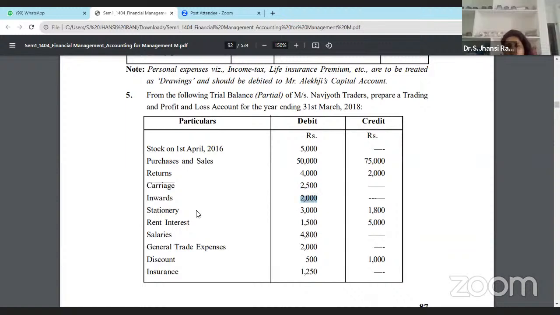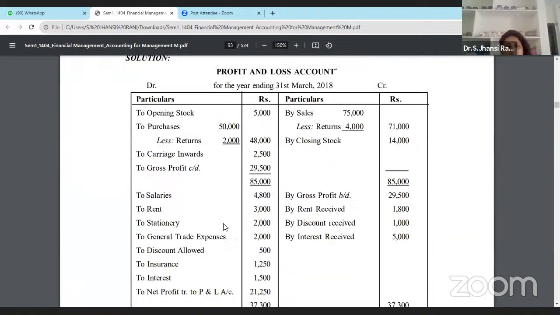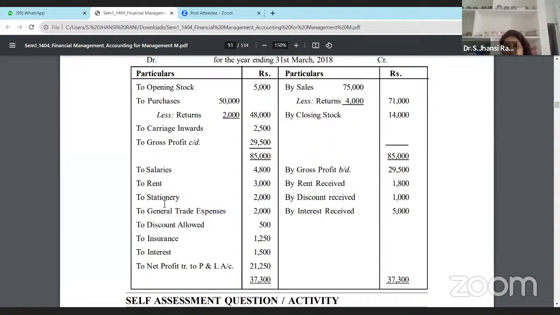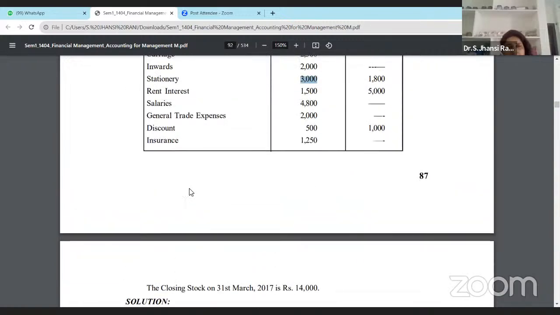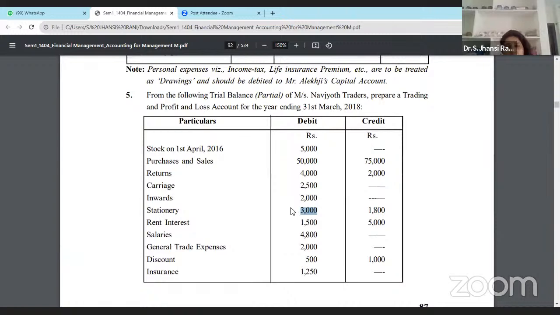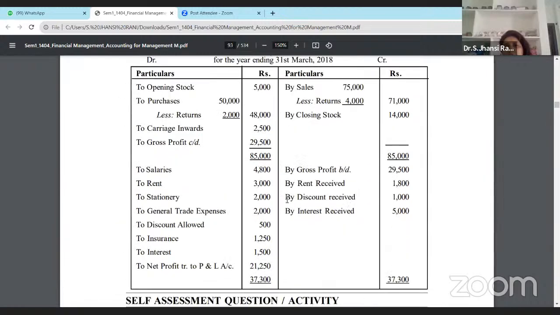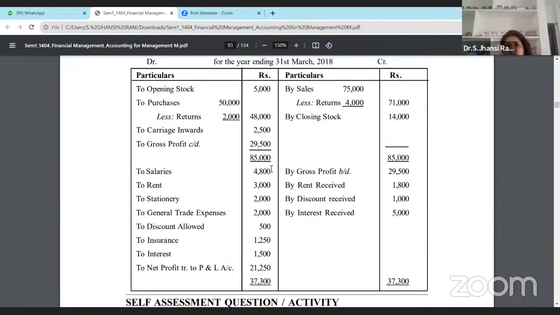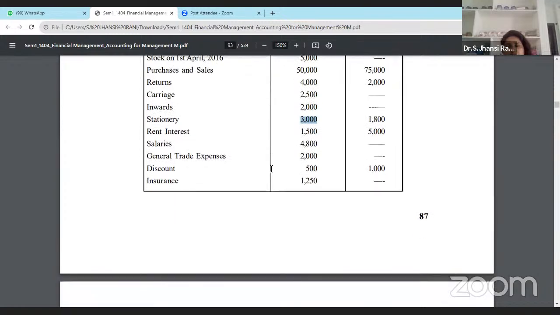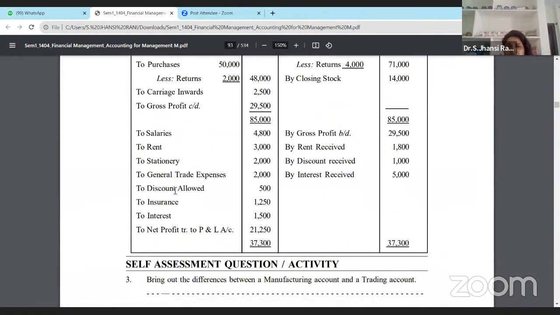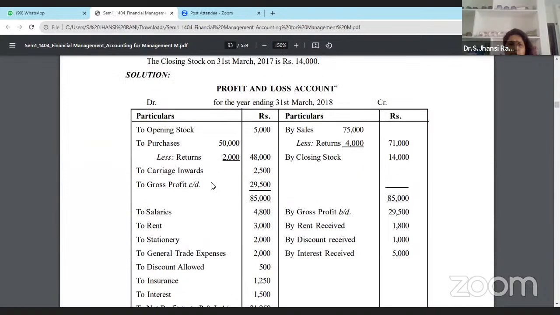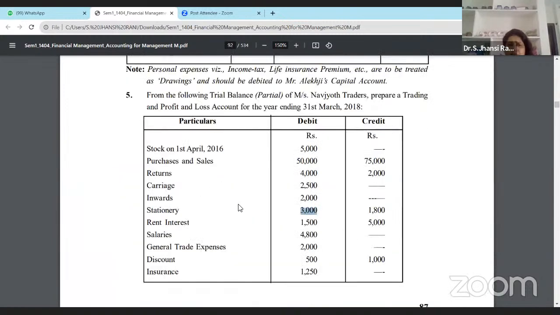The other one has been ignored. And stationery, if you look here, is an expenditure on the debit side and an income on the credit side. This also has been ignored. So there is some mistake in the question itself. Why? Because stationery debit column 3,000 is given and credit column 1,800 is given, but they have written here rent received. Rent received they have given. So there is a mistake in the question. Please don't look at the solution; we will go as per the question given to us.